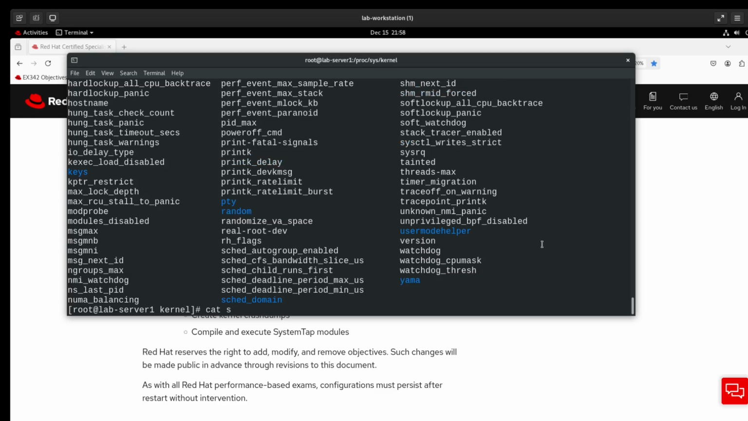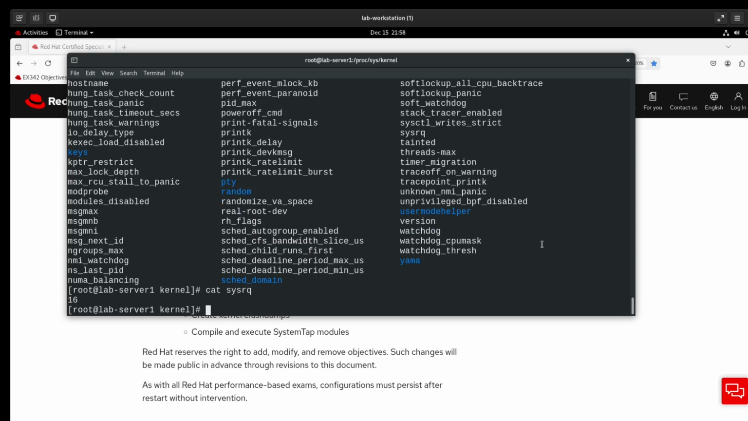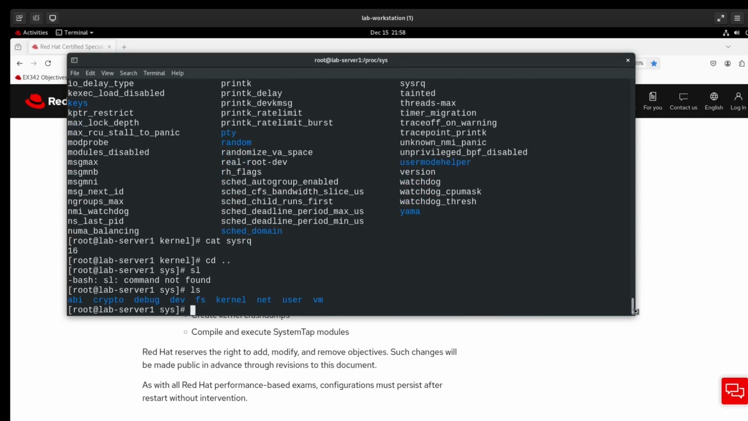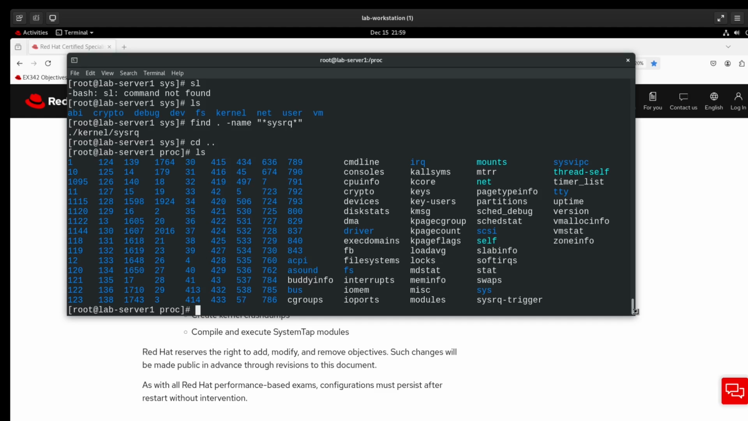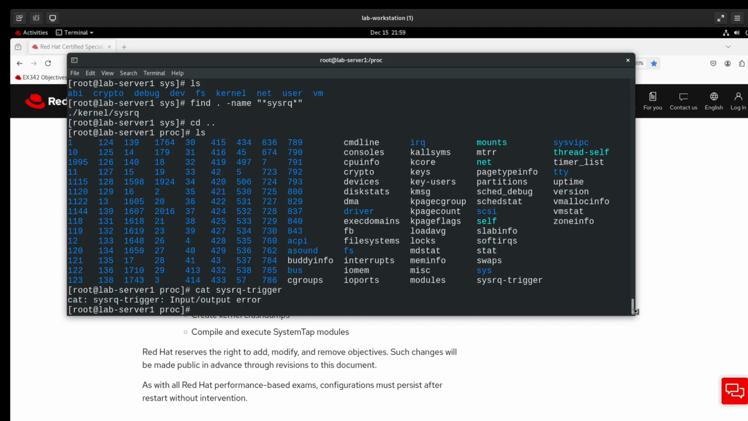See, there's actually a sysrec here, but there's another. Yeah, that's not what I'm wanting. You know, let me go up a level and let me find. Okay, so it wasn't there. Sysrec trigger is, okay, that's what I'm going to send it to, I believe.